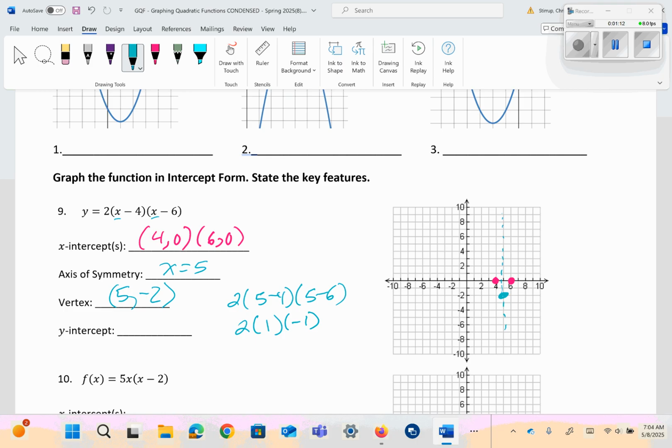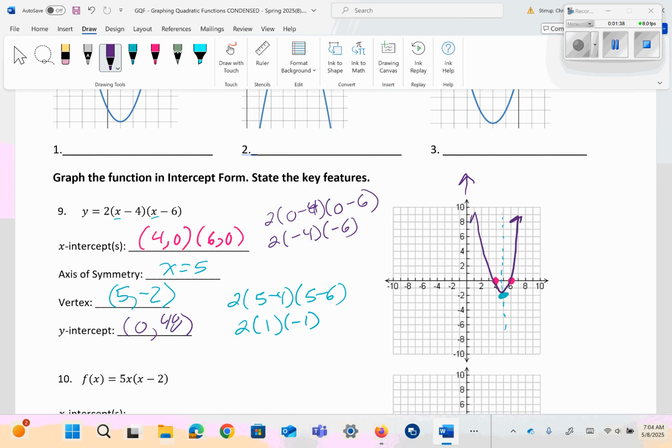And if we want to find our y-intercept, plug 0 into this same equation. So I get 2, 0 minus 4, 0 minus 6. So 2 times negative 4 times negative 6, that's 24, that's 48. So think about where (0, 48) is. It's way, way, way up there. So don't even worry about trying to graph it. And then draw on your parabola.